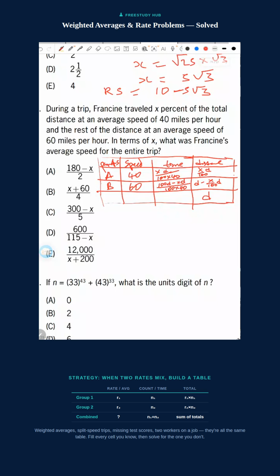Time is distance over speed, I'm sorry. So sd over 100 divided by 40. Another one is the remaining distance over 60. 100d minus sd over 100 is what you will get if you put d minus s over 100 d as a single fraction. Having said all this, now let's move on.